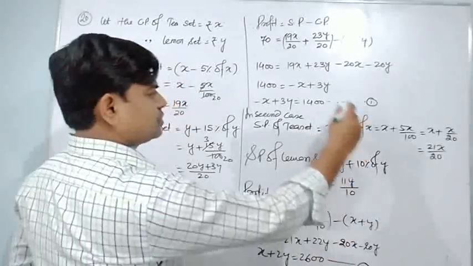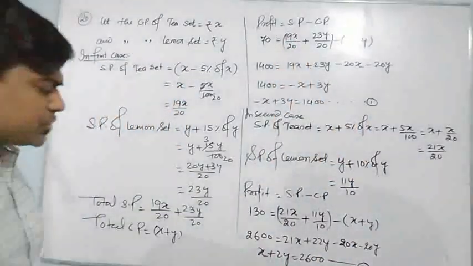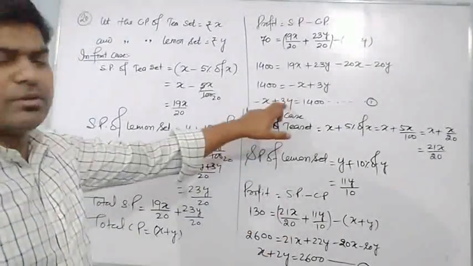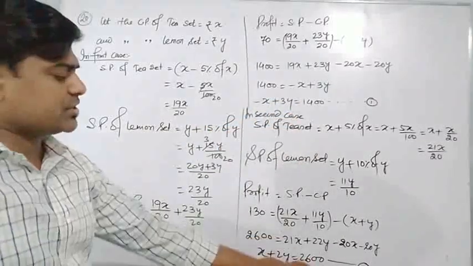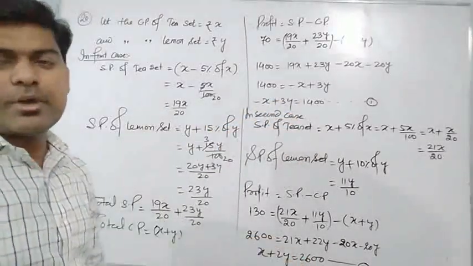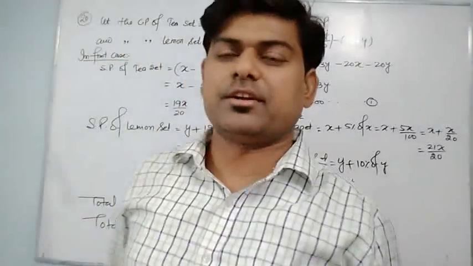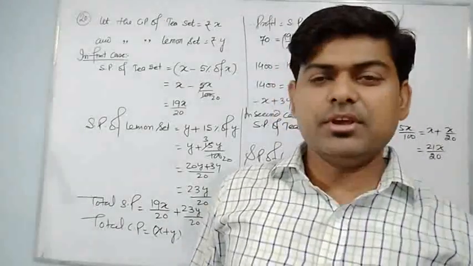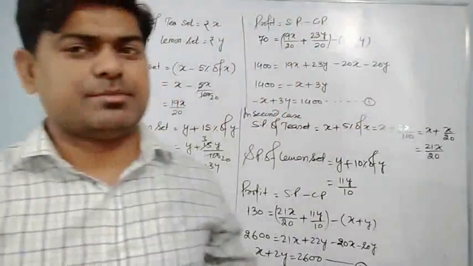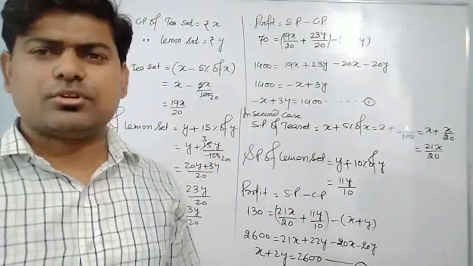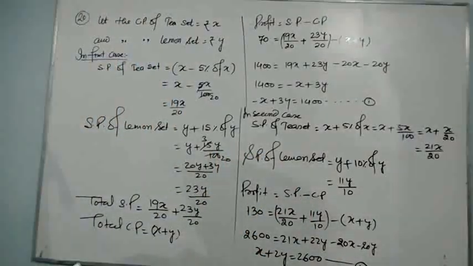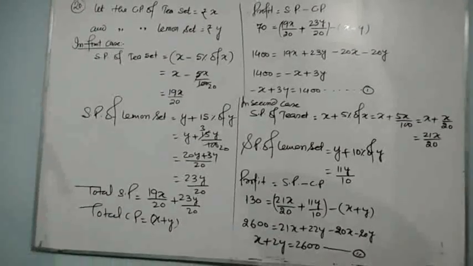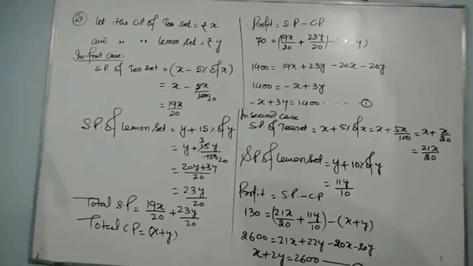This is the equation number 2 and this is the equation number 1. We have to solve these two equations, and it's very simple to solve. When we add these two, 3 plus 2 will be 5Y, 1400 plus 2600 will be 4000, divided by 5, then it will be 800. The CP of lemon set will be 800. In the same way, we can find the CP of the other one also. So you can take a screenshot of this one, and then we are moving for some other question.